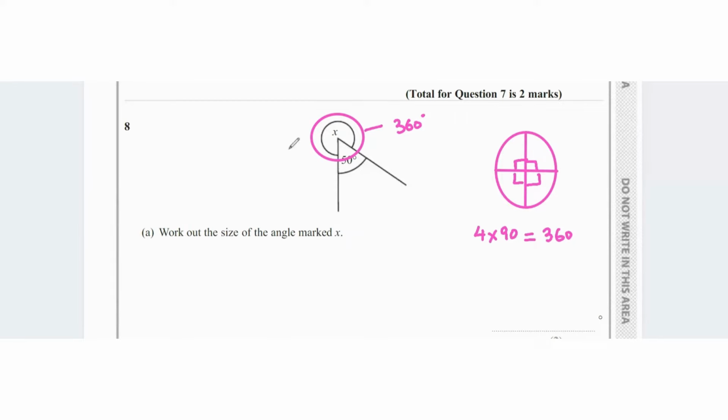Now to find the value of X, we can see that one part of 360 is 50 and the remaining angle is X. So X plus 50 is equal to 360. And X would be 360 minus 50, which is 310. That is your answer.